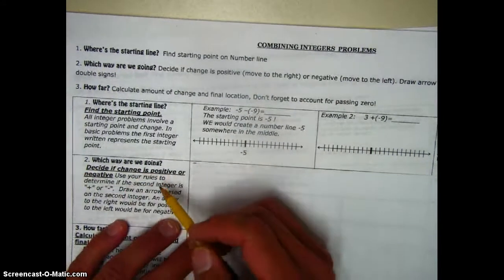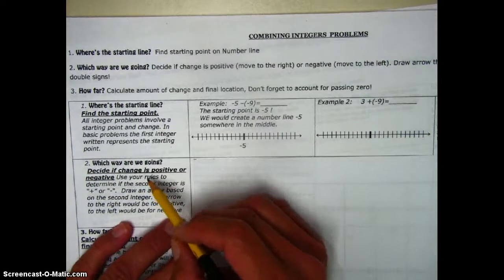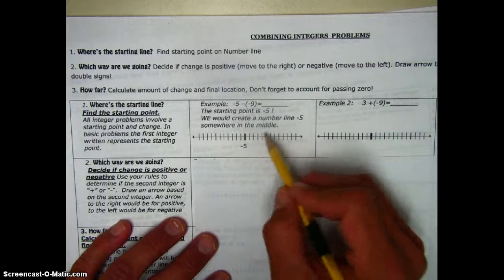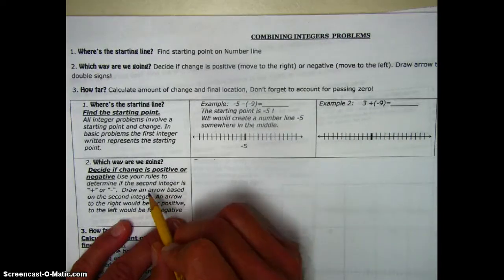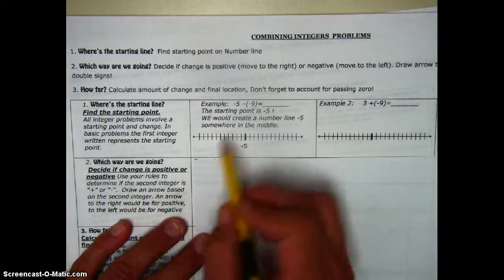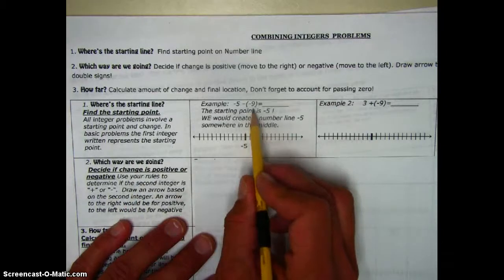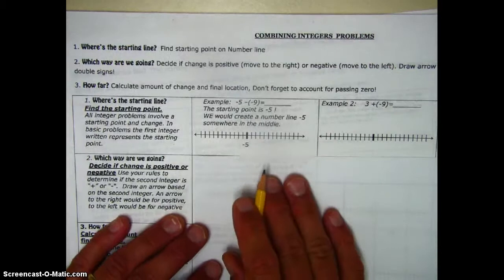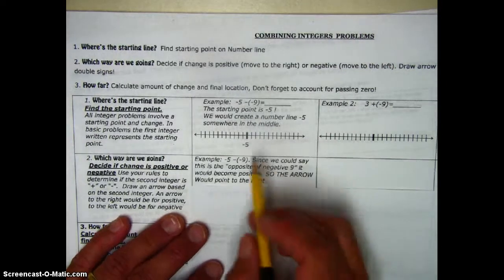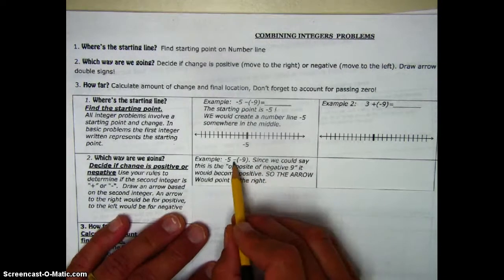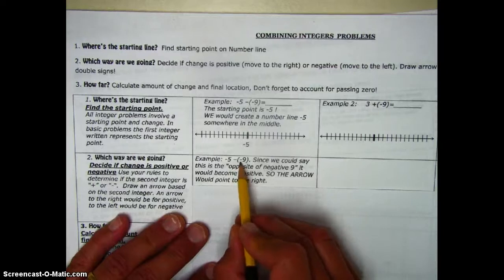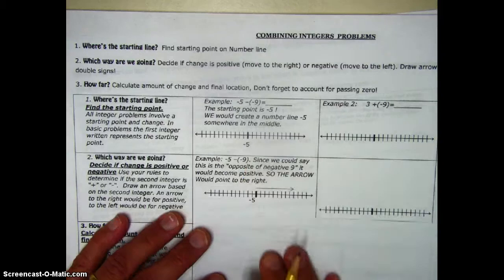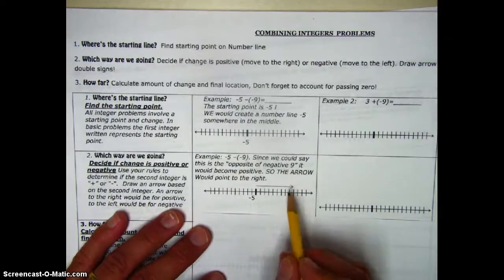Now, which way are we going to go? Decide if the change is going to be positive or negative. So we're going to change from this point to somewhere else, and we're going to the right or to the left. Now we have rules about that to determine if the second integer is positive or negative. We're going to first just figure that out and create an arrow to decide which it is. So let's look at this. You say this is the opposite of negative 9. So the opposite of negative 9 is positive 9. So now our arrow is going to point to the right.